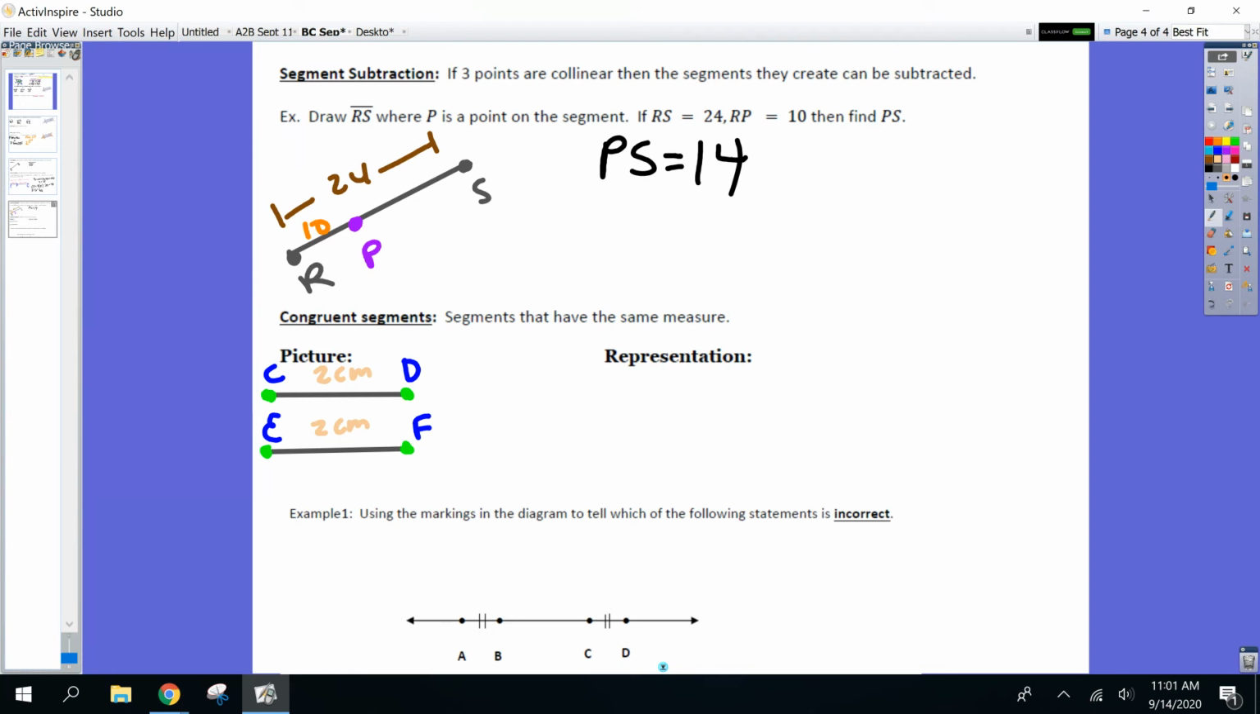So how do I write that now mathematically? How do I write that these 2 segments are congruent? Well, we already know how to write segment CD, right? So here you go, segment CD. You should already know how to write segment EF. Congruent symbol, uh-oh.